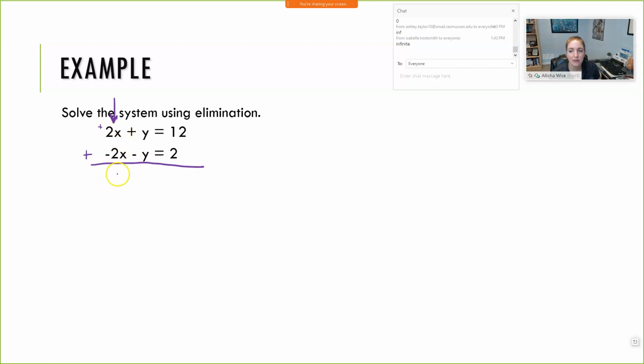So let's go ahead and add those together. Positive 2x minus 2x is 0. What's positive y minus y? 0. Add the right-hand side. 12 plus 2 is 14. So this would be 0 equals 14. Hold the phone. The variables are gone.